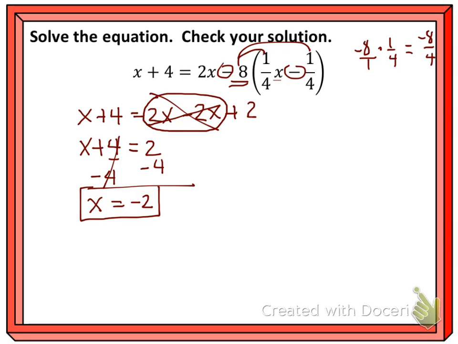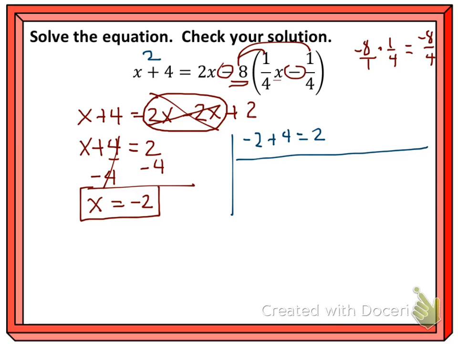There's my answer. And just when you thought we were done, of course it does say check it, so let's just go ahead and check. I'm going to switch here to blue. On the left-hand side, that's pretty easy. I've got to just plug in the -2 for the x. So -2 plus 4 gives me a 2. So the left side is equal to 2. That's what the right side is supposed to equal if we did it right.